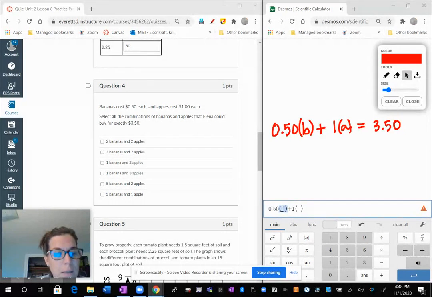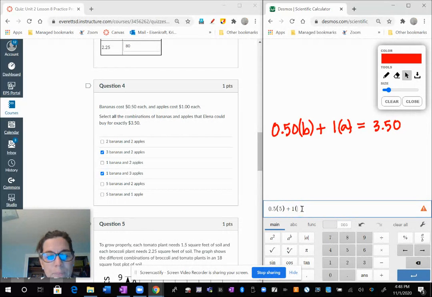2 bananas and 2 apples. That makes $3. That first one does not work. We want 3.50. Next one, 3 bananas and 2 apples. Hey, that's a good one. 1 banana and 2 apples. Not enough. 1 banana and 3 apples. Also works. So having this equation here is nice, so I don't have to start over and calculate everything over.